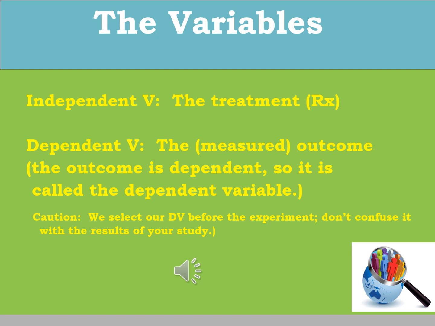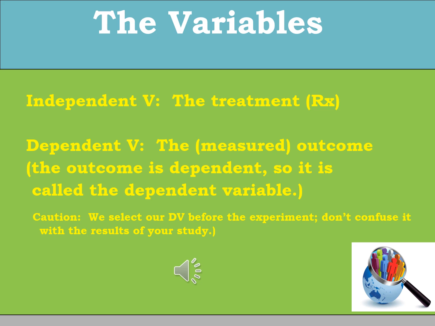Now, caution here: on your first test, you'll probably have two different hypotheses, and for each one, you'll have to also design an experiment indicating the variables and the groups. When you choose your dependent variable, don't confuse it with the results of the study that you run. For example, if we were going to look at the effects of exercise on weight, the dependent variable would be weight. You wouldn't put weight loss because you don't know until you run the study if there will be weight loss. You choose a dependent variable before the study is run.